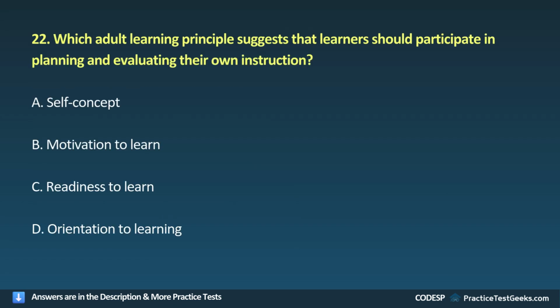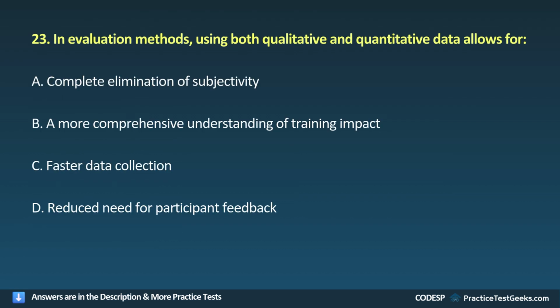22. Which adult learning principle suggests that learners should participate in planning and evaluating their own instruction? A. Self-concept. B. Motivation to learn. C. Readiness to learn. D. Orientation to learning.